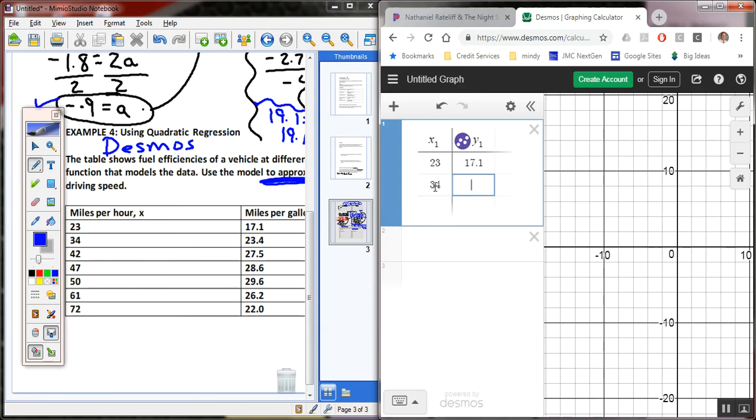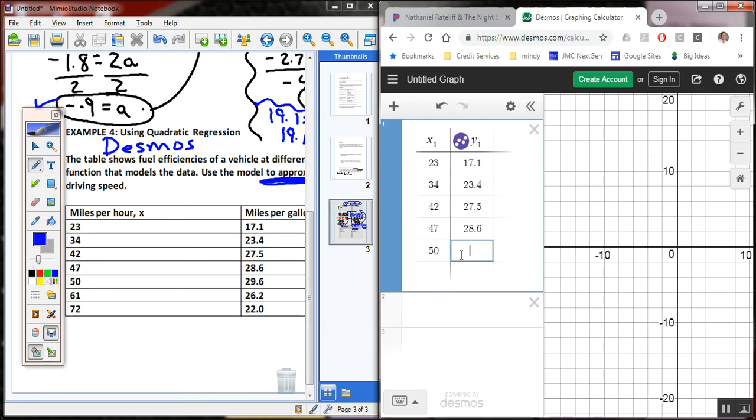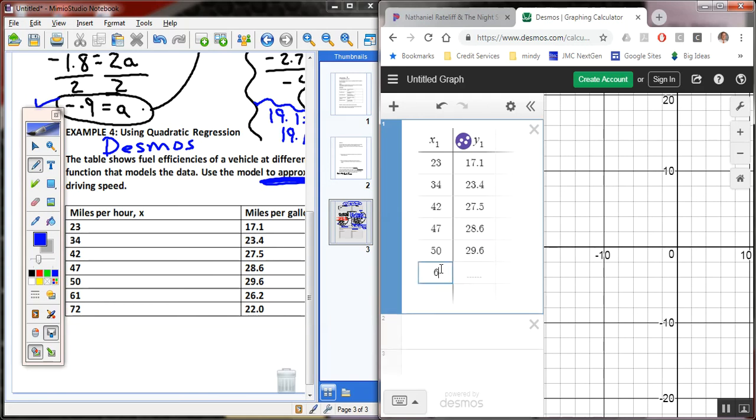34, 23.4. Okay. 42, 27.5. 47, 28.6. 50, 29.6. 61, 26.2.